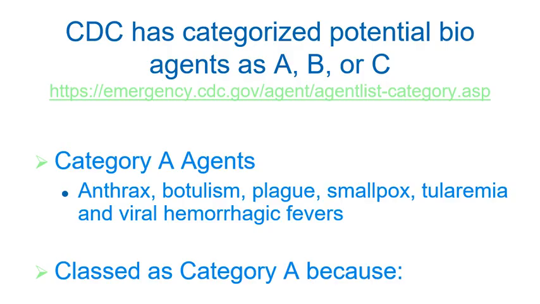And they're categorized as category A because they're easily disseminated within a wider population. They're highly infectious. They cause high morbidity and mortality and have a high level of person-to-person transmission once that patient is exposed. They can be difficult to diagnose and treat. They cause panic and social disruption, and they could have been used in the past as bioweapons.